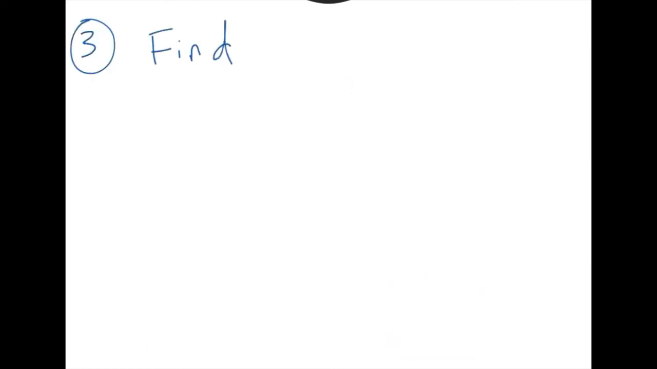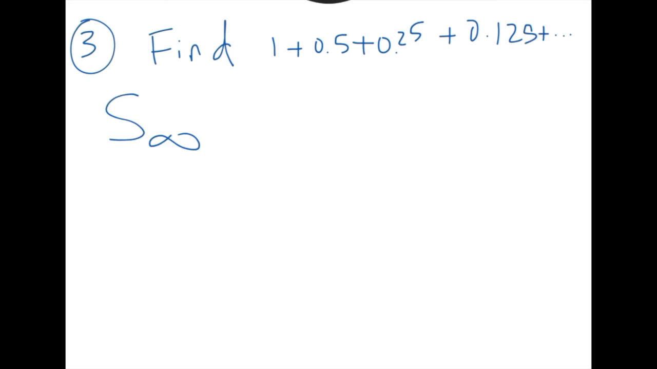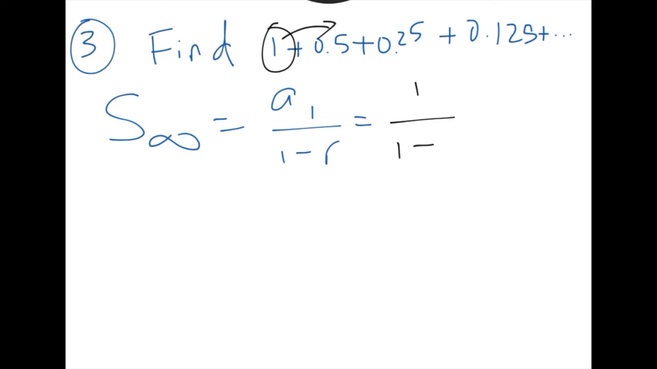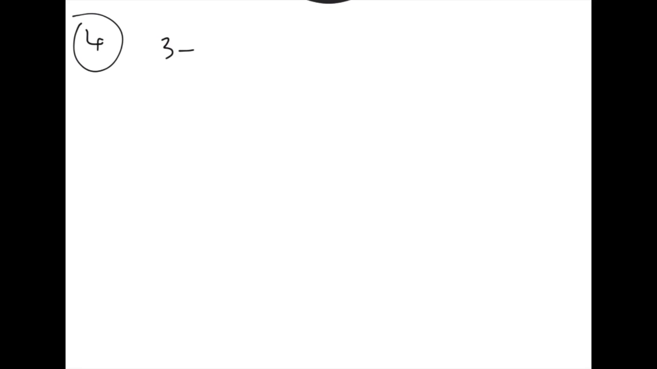Let's try another one. Find the infinite sum. 1 plus 0.5 plus 0.25 plus 0.125. The infinite sum is A1, I know it, it's 1 over 1 minus the common ratio. What is the common ratio? Common ratio is 1/2 or 0.5, because each time I multiply by 1/2, it's the same thing as dividing by 2, so it's 1 over 0.5, which is equal to 2.